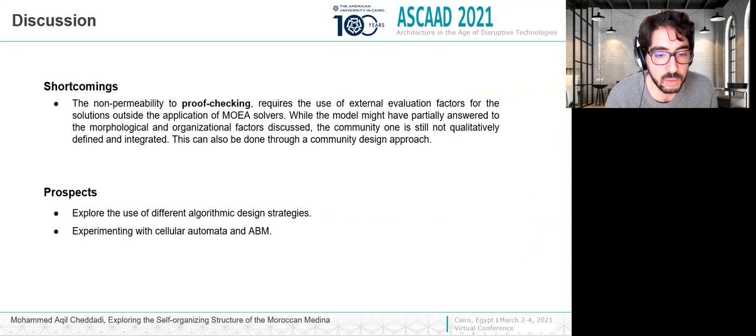This study has shown that combining generative design with morphological characteristics of Medina-type cities in an optimization simulation can offer a diversity of outcomes, adaptability to constraints, and flexibility in generative rules. However, the non-permeability of proof checking, which means that this model cannot be proof checked by external factors, is one of the shortcomings of the study. As prospects, we are aiming to explore the use of different algorithmic designs, strategies, and experimenting with cellular automata and agent-based modeling.